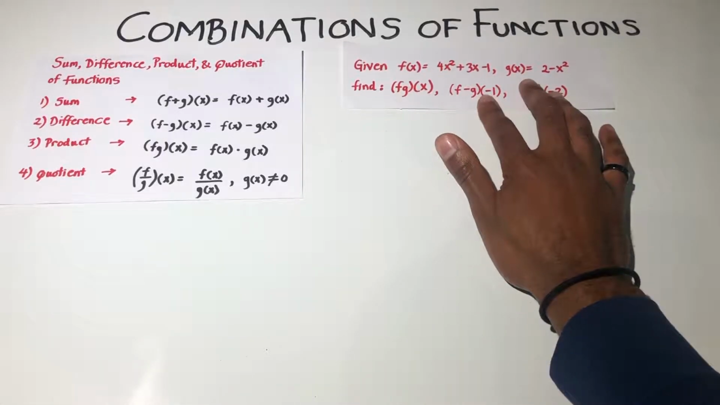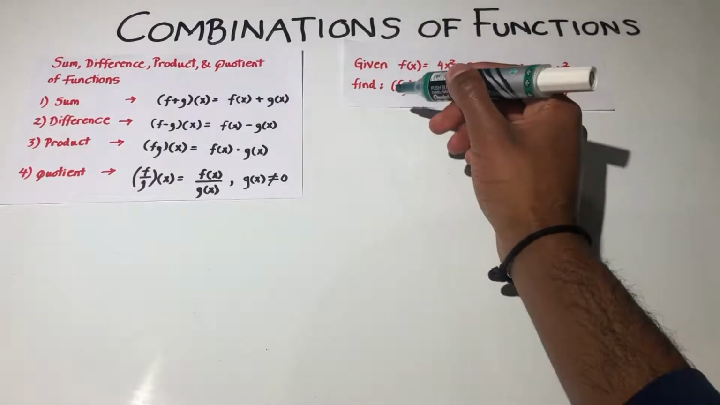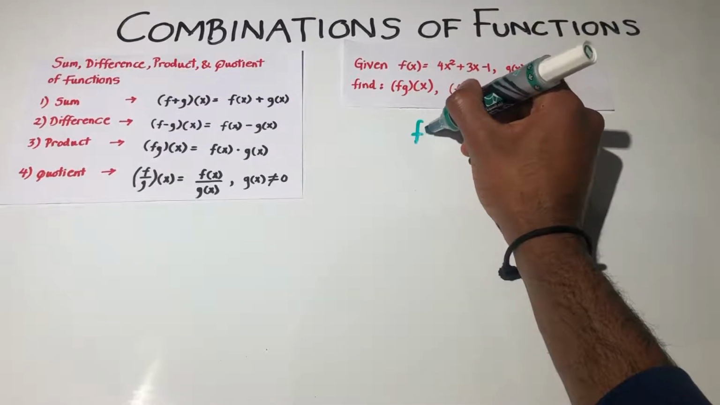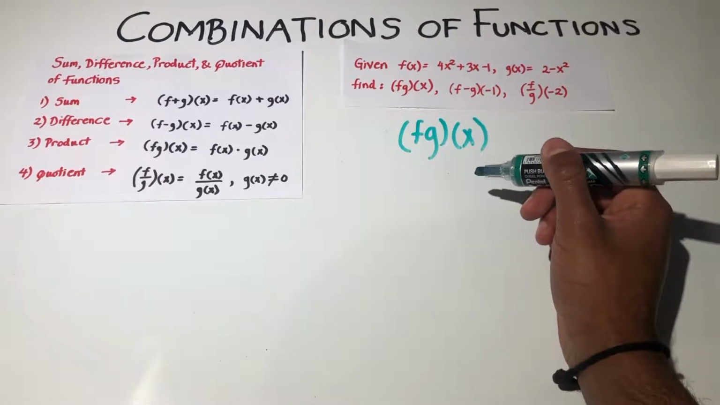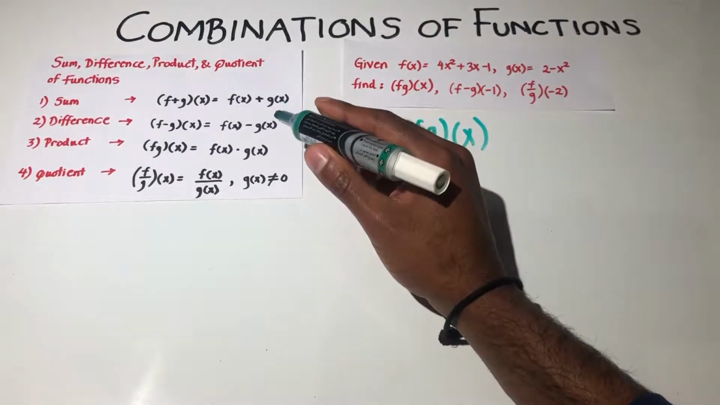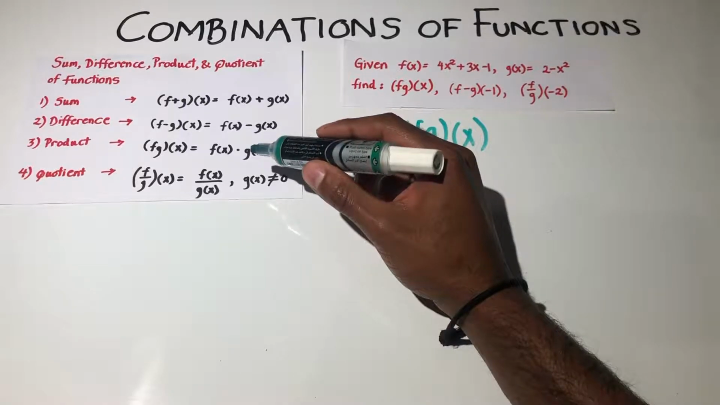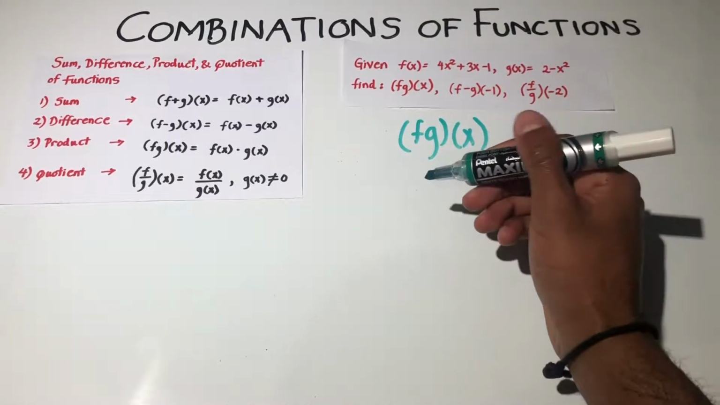Given f of x is equal to 4x squared plus 3x minus 1, and g of x is equal to 2 minus x squared. So those are two big functions, but fairly easy. We have f of g of x, so we're going to multiply both functions basically. I left this here as a reference, so you can go ahead and look at that. So f of g of x is basically f of x times g of x.